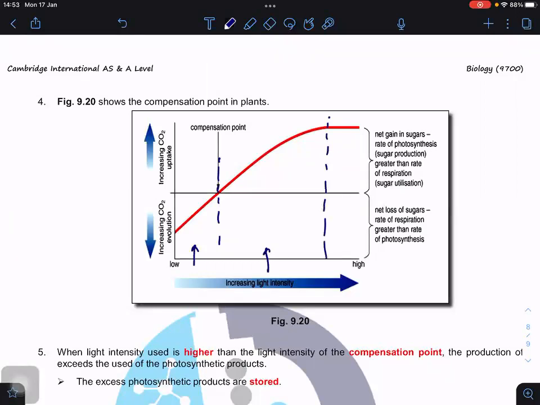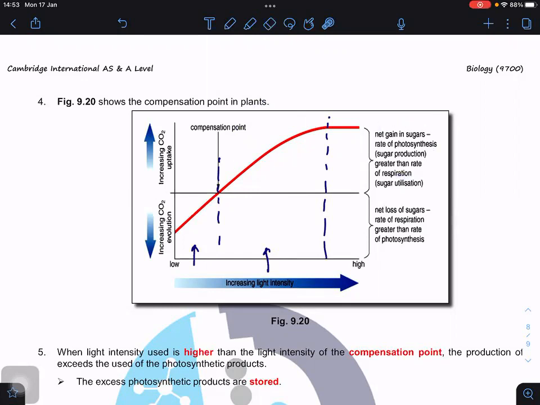At these regions, you can see that the second region here is where the light intensity is sufficient, resulting in an increase in the rate of photosynthesis, and the rate of photosynthesis is higher than the rate of respiration. Correct. That's why we have a net gain in sugar due to photosynthesis.